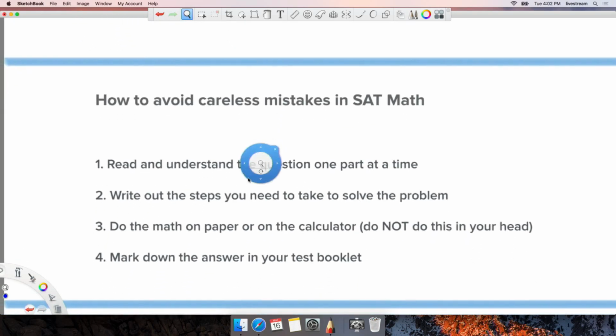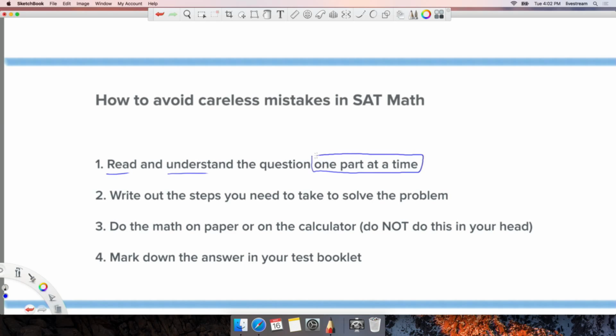So first, how should you avoid careless mistakes in the SAT Math? So what I'll share today is one approach that has really helped me be more organized and methodical and cut down on the number of careless mistakes that I make, and I've found that a lot of other students also find it helpful. And so the first step I encourage you to take is to read and understand the question one part at a time.